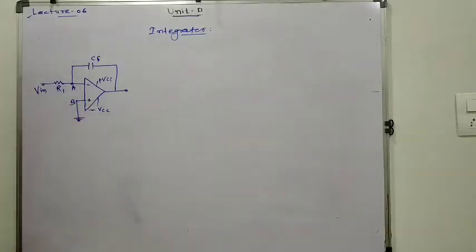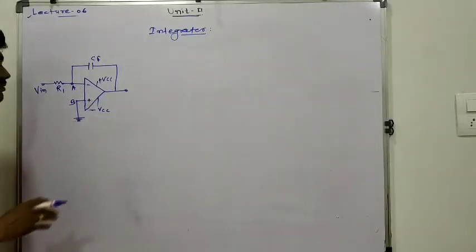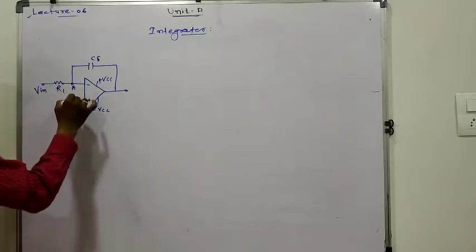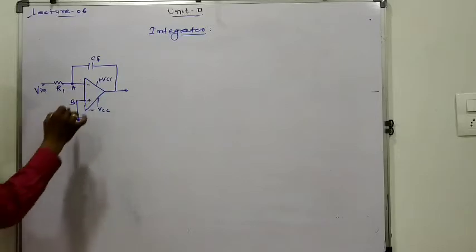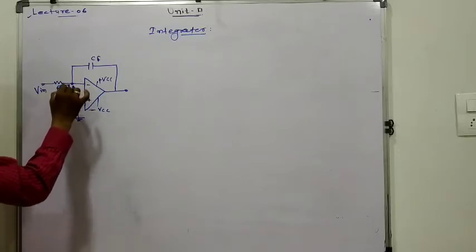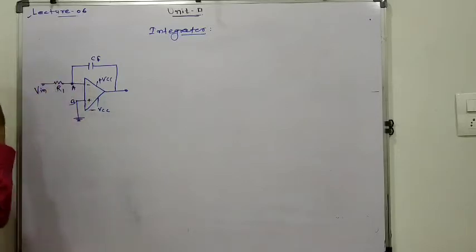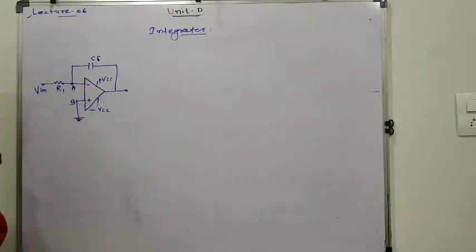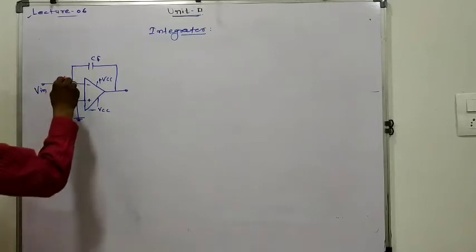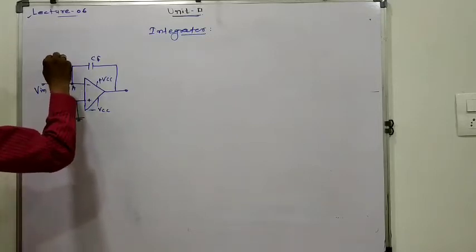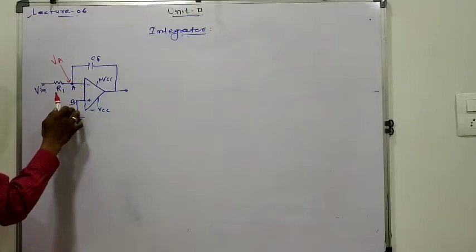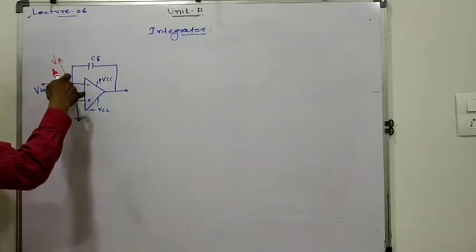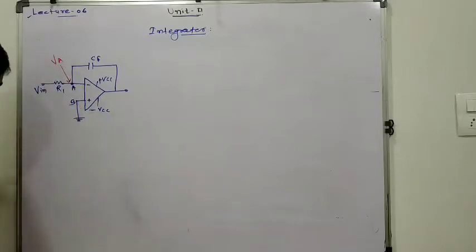Now when we solve this problem, we are assuming the ideal condition of the operational amplifier, so this voltage must be equal to this voltage. As this is ground, let us consider the voltage at this point to be VA, and VA is equal to 0 because these two points are at equal potential.